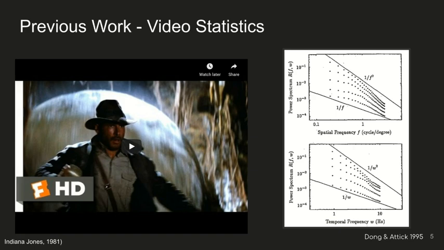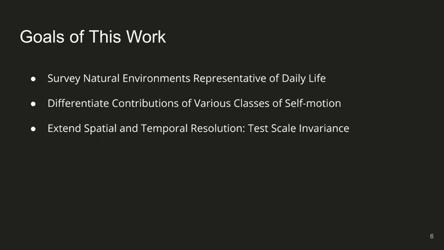We aim to extend this work in 3 main ways. First, we aim to study a variety of natural environments that are representative of a day in the life of the modern human. Second, we have designed a method to include and differentiate additional types of ego motion that contribute to the signal reaching the retina. And third, with modern high-resolution and frame rate camera equipment, we can extend the spatial and temporal frequency axes beyond what has been previously studied to explore the scale dependence of these relationships.